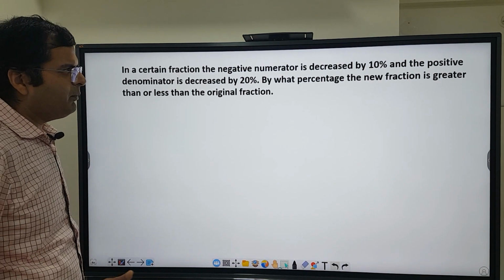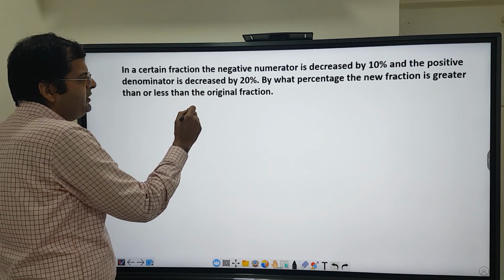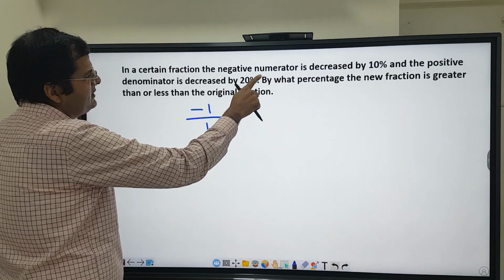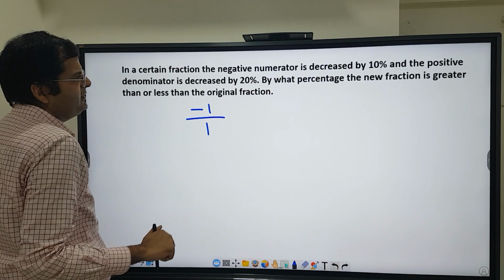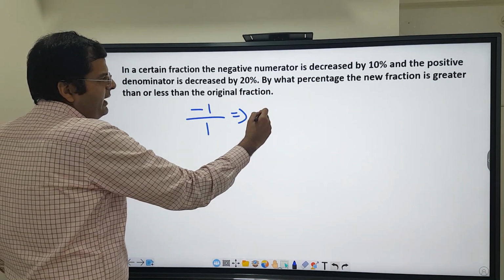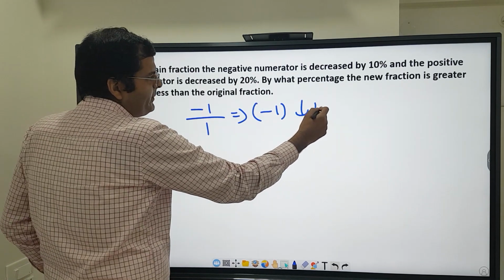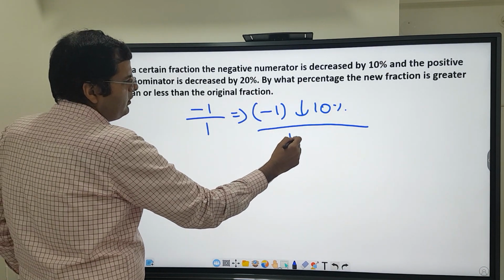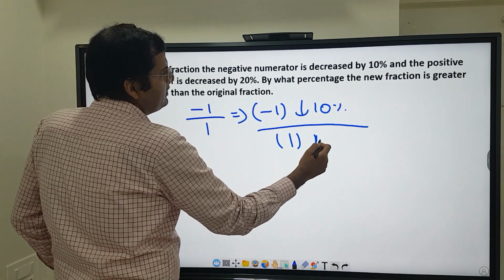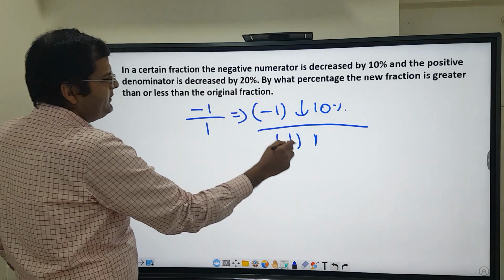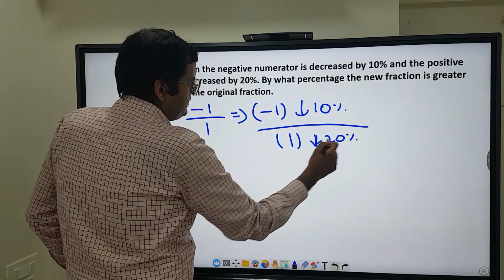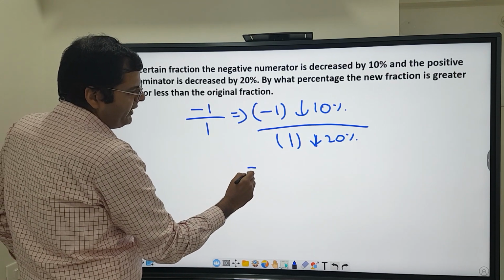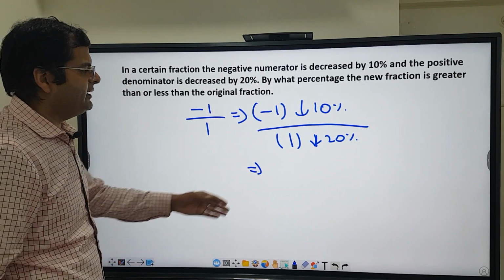So in this case, I will assume the initial fraction to be minus 1 upon 1. Here the numerator is minus 1, the negative numerator, and the positive denominator is 1. Now minus 1 is decreased by 10%, and the positive denominator 1 is decreased by 20%. Now if you look at it, what do I get? How do I decrease minus 1 by 10%?